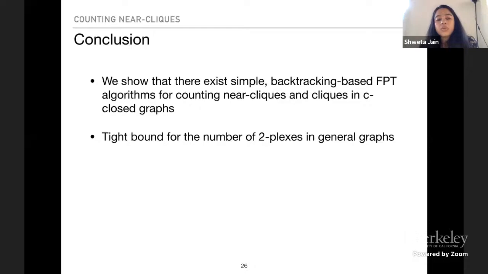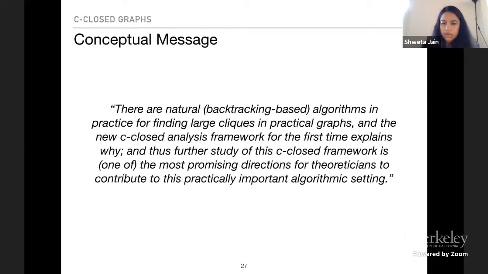Okay, so to conclude, we showed that a number of near-cliques can be enumerated in FPT time in this C-closed setup. And we also give a tight bound for the number of d-plexes in general graphs. But the most important message from this work, which is what one of our reviewers pointed out, is that there are natural backtracking-based algorithms in practice for finding large cliques in practical graphs. And the newly proposed C-closed analysis framework for the first time explains why. And thus, further study of this C-closed framework is one of the most promising directions for theoreticians to contribute to this practically important algorithmic setting. Thank you.